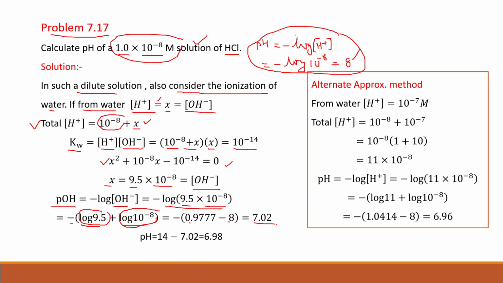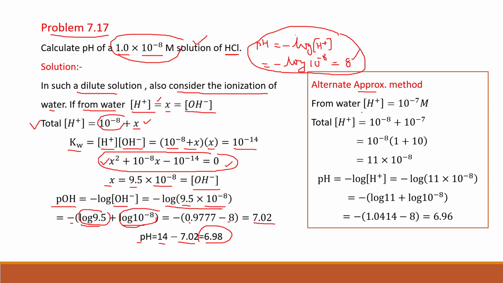This is the pOH. Then what is pH? The sum of pH and pOH is equal to 14. So pH is equal to 14 minus 7.02, which is equal to 6.98. This is slightly acidic. Okay. Now again, in this case, solving this quadratic equation is very difficult.